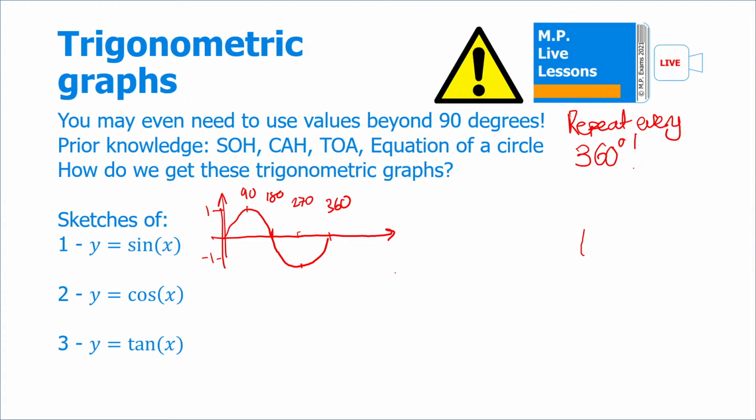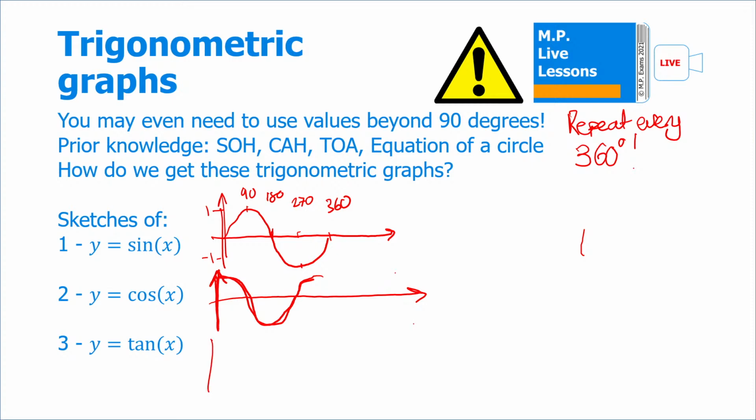Cos is just the sine wave, except it starts at 1 rather than 0. What I mean is, it goes more like this. So it's like the sine wave just shifted to the left.